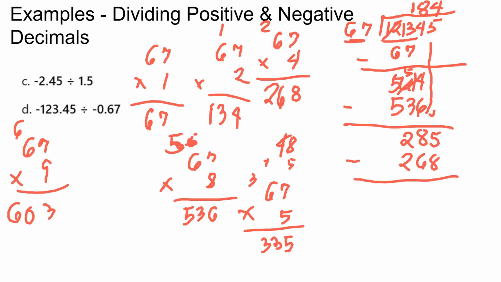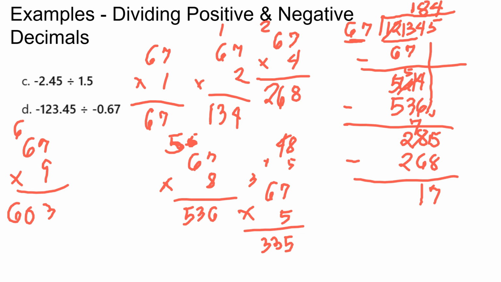subtract. So we have 285 minus 268. So of course we borrow 1 from 8. This will be 7. So 7 minus 6 is 1. And that's already 0.